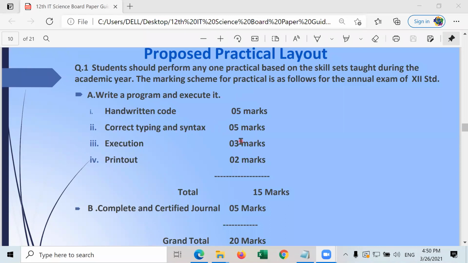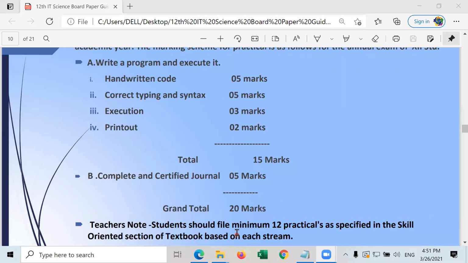For output, you will get 3 marks. So execution carries 3 marks, and whatever output you get, you have to get a printout for that output, which carries 2 marks. So total 15 marks. And complete and certified journal carries 5 marks. So your practical exam is of 20 marks. This is the bifurcation: handwritten code 5 marks, correct typing and syntax 5 marks, execution 3 marks, printout 2 marks, and your correct, complete and certified journal 5 marks. Total comes out to be 20 marks.